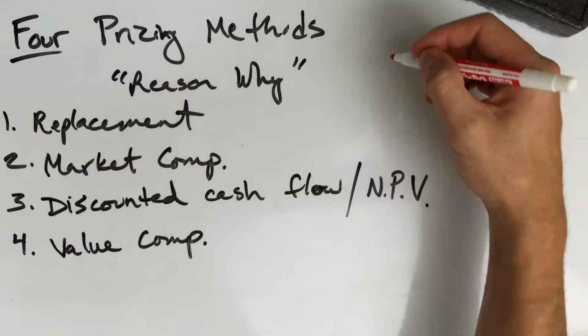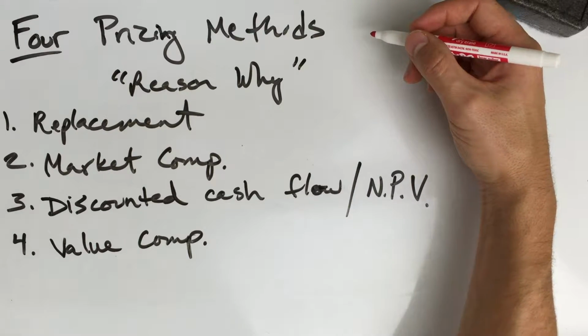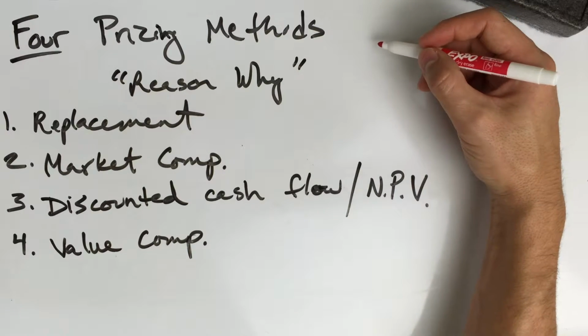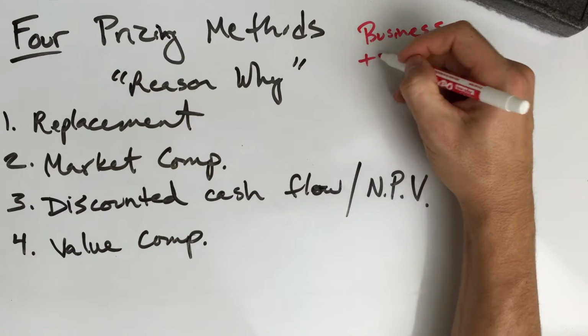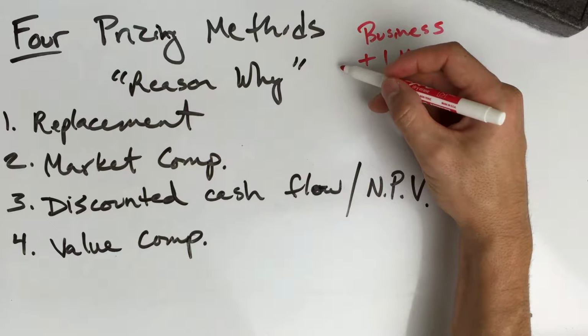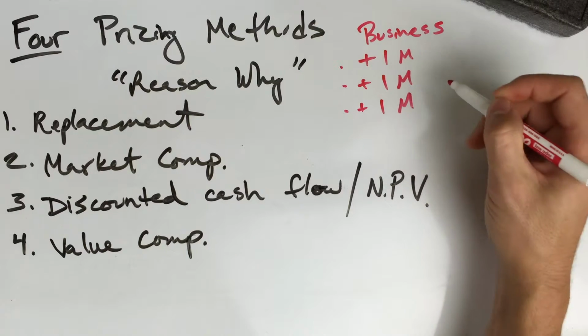And this is much more simply described if you use an example of a business, say a lemonade stand or the yoga studio we were talking about in previous chapters. If your business has a cash flow, let's say you just make $1 million a year, and next year you're going to make $1 million, the next year you're going to make $1 million, the next year you're going to make $1 million.